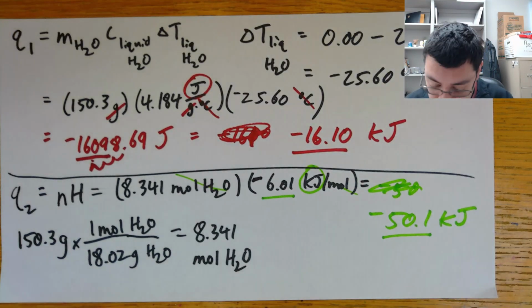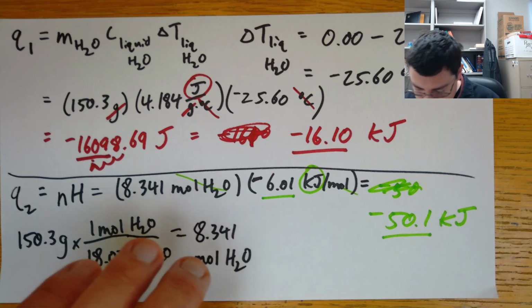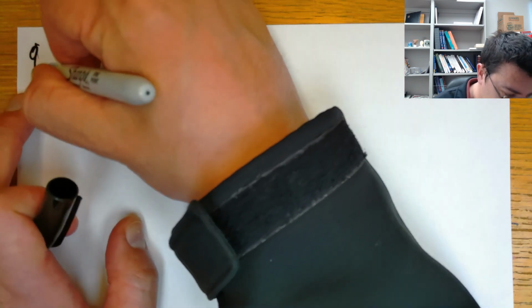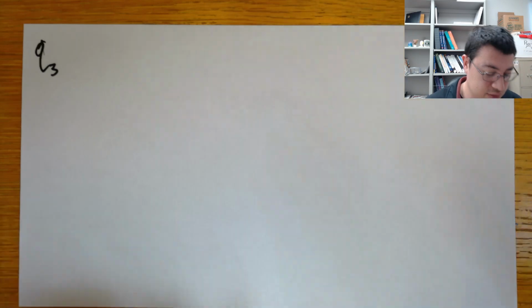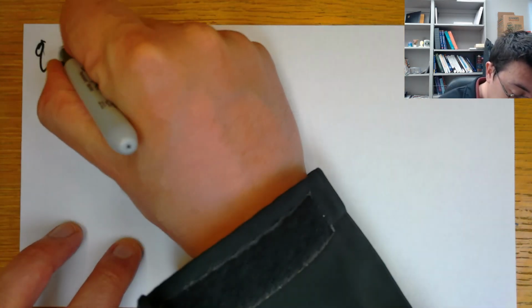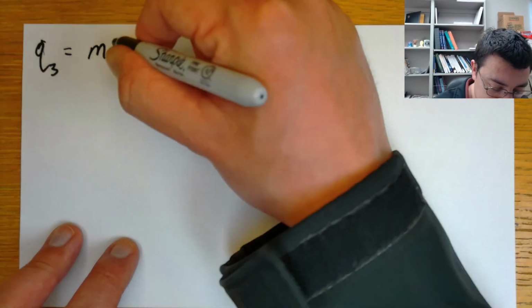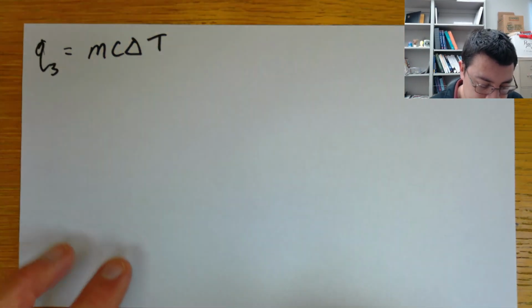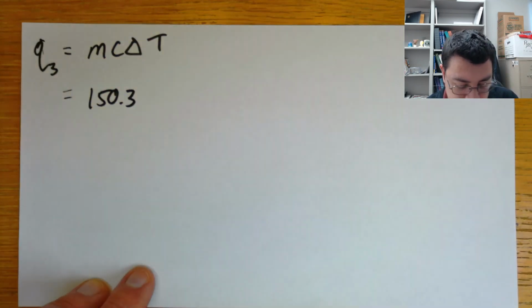Okay. And then let's go ahead and do the third calculation. Need a paperweight. How about this tungsten cube? That should work. Q3. All right, we're cooling down something. It's a temperature change, so we need this again. All right, so the mass of the water, we can just use 150.3 again.